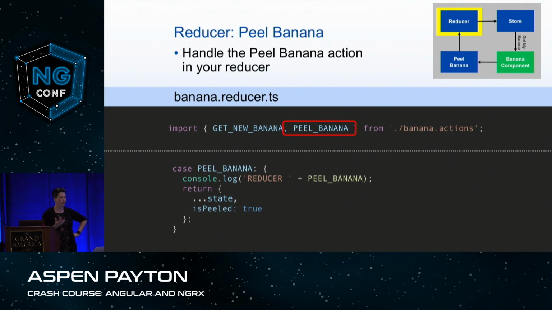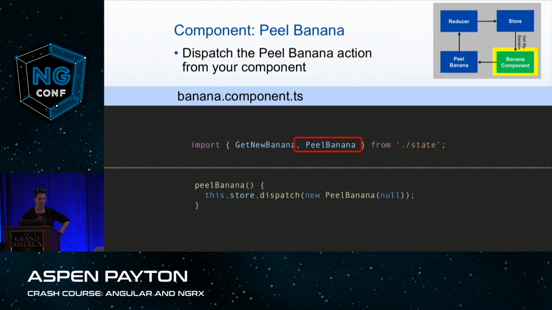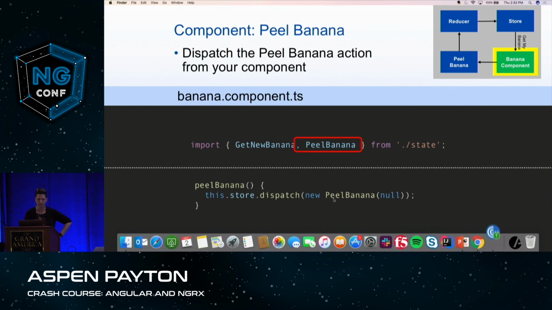So now that our reducer knows how to handle the peel banana action, the last thing we need to do to get this working is dispatch the new action from our component. So we need to import our peel banana action within our component, and then we need to dispatch it within the peel banana function. And this peel banana function is already connected to our peel banana button that's in our HTML. So as soon as we dispatch this action, then we can try out our peel banana button and see if we can get our banana peeled.